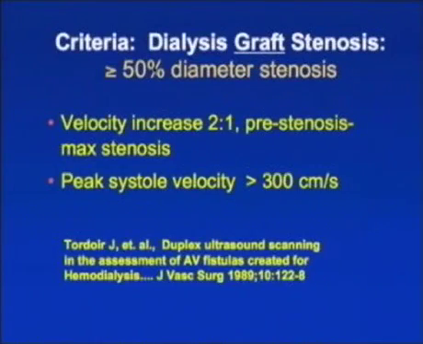There are criteria that have been established for greater than 50%. This was published years ago in the Journal of Vascular Surgery. Generally a 2-to-1 increase from the pre-stenotic to the maximum stenosis, and also a peak systolic velocity that exceeds 300 centimeters per second, along with post-stenotic turbulence, suggests a greater than 50% diameter reduction. This is in a graft.